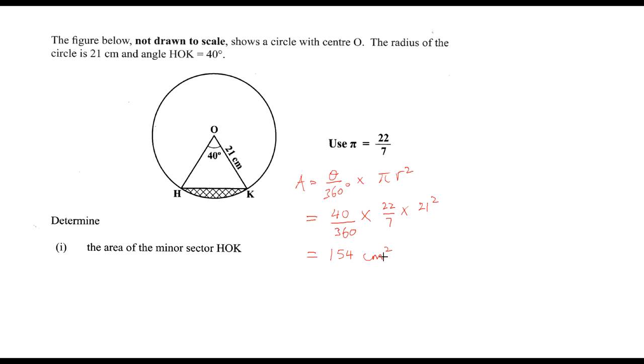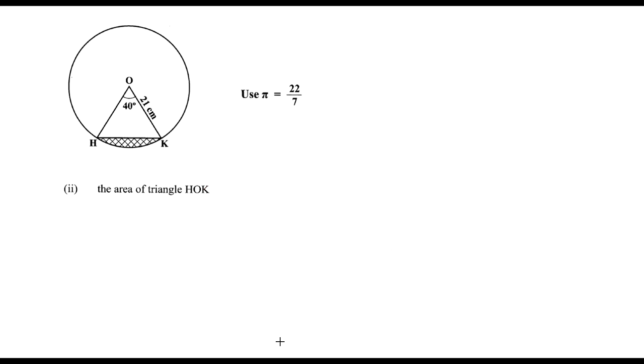So that is the area of the minor sector HOK, which represents this shaded area that I am illustrating here. The next part of the question asks to find the area of triangle HOK, which is this shaded region here.